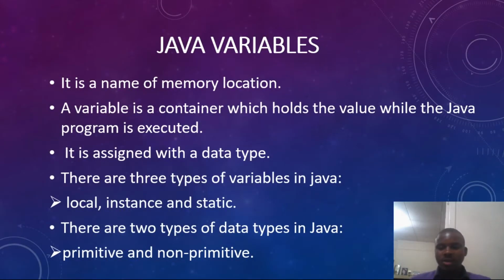So, Java variables. A variable in Java is just a memory location. Okay, what do you mean when you say a memory location? It's just a memory which is going to be reserved to store your value. A variable is a container which holds the value while the Java program is executed.